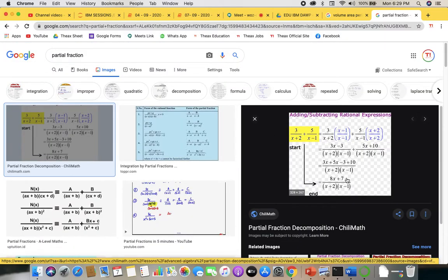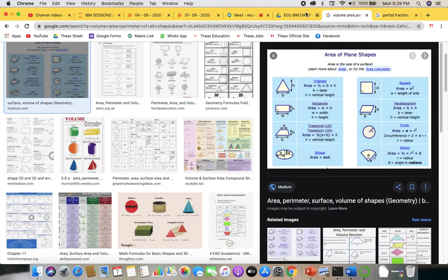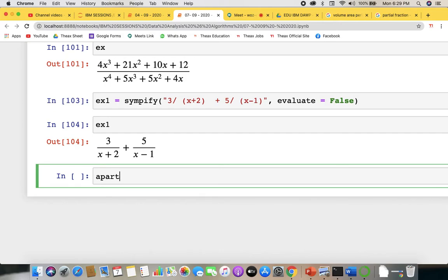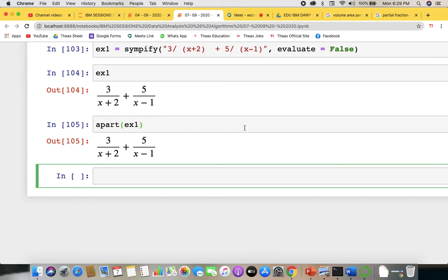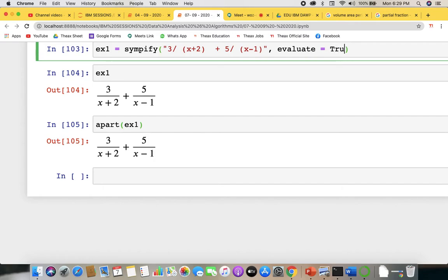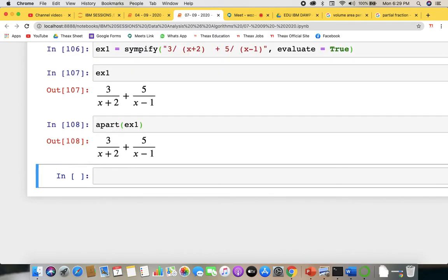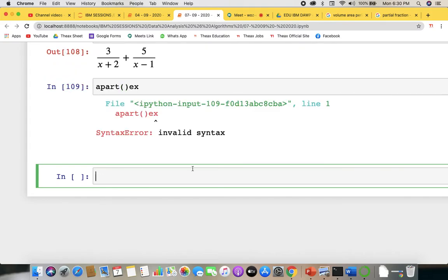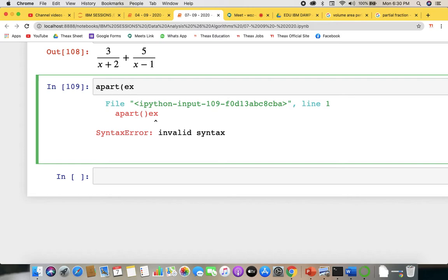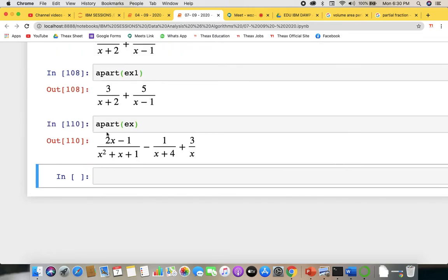Okay. Yeah, so the answer is 8x plus 7 by x plus 2 by x plus 1. So for making a partial fraction, it's very easy, right? You only have to use apart, the partial fraction function, and simplify with an evaluation. What is this apart of ex1 3 by x plus 2 by 5 plus 1? Is this not working? The apart of x, yeah, we got the values 2x plus 1 by x plus 5 plus 1.